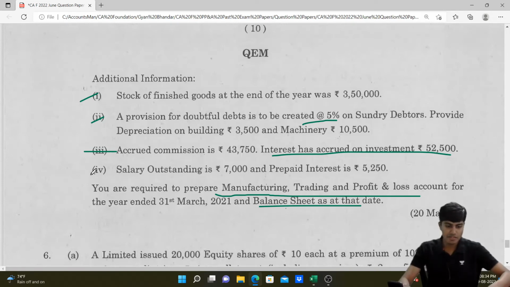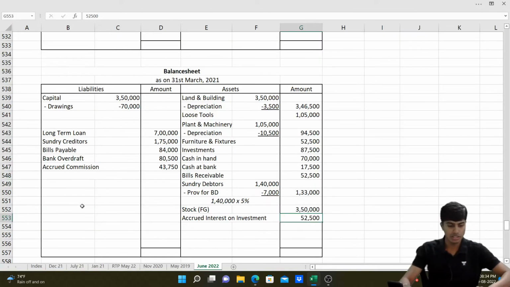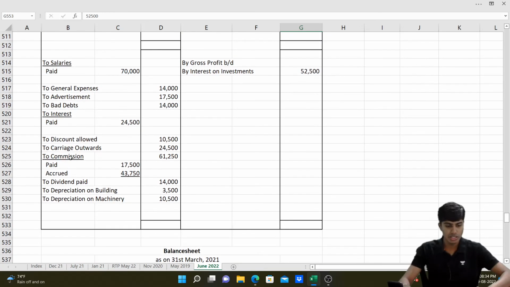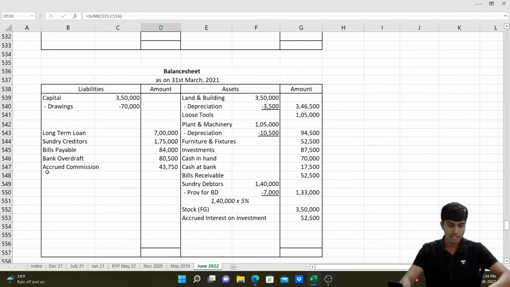Great. Then we have salary outstanding is 7,000. Because salary outstanding is 7,000, to my salary paid here, I'll add outstanding 7,000 and total comes to 77,000. And this 7,000 of outstanding salary is our liability. In the balance sheet liability side, I'll write outstanding salary 7,000.